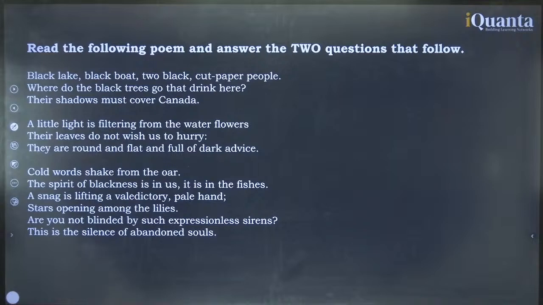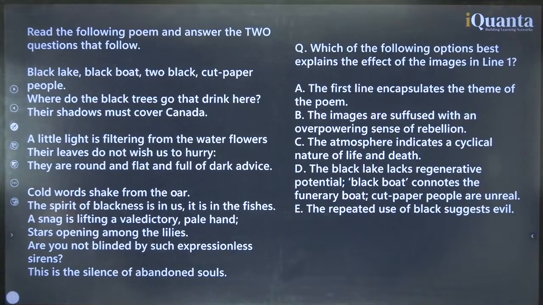Done? Great. Let us go to the questions now. Which of the following options best explains the effect of the images in line 1? Let's see who answers that. Line 1.